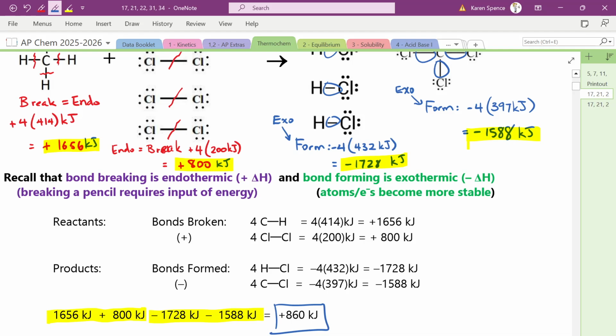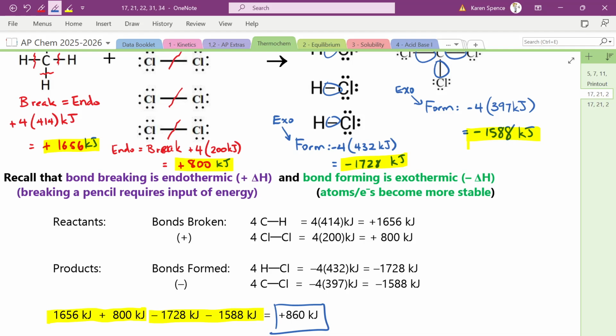Yes? I have one question. What is the difference between the bond energies and the enthalpy of the equation? I remember one was like delta H equals products minus reactants. Yeah, so there are different ways of figuring out enthalpy of reaction. This is one way of figuring out enthalpy of reaction, is to use the bond energies.